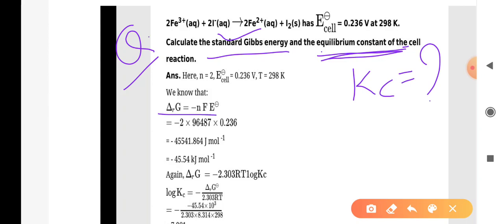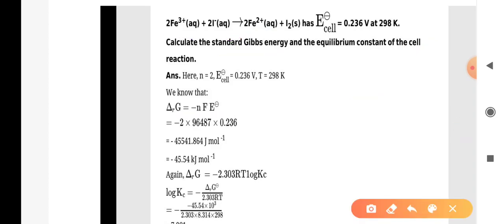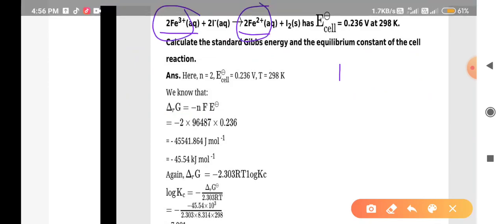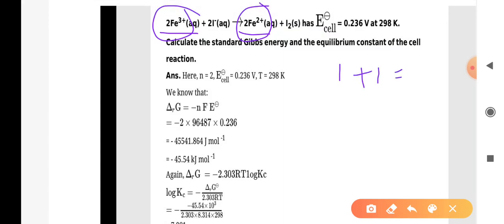Now simple formula we have to calculate standard Gibbs energy, minus NF E naught cell. N for this is 2, because here Fe3 plus is converting into Fe2 plus by 1 electron, and if 2 Fe3 plus is converting into 2 Fe2 plus, 2 electrons are required. But when I minus is converting into I2, 2I minus means 2, so here total exchange of electron will be 2.